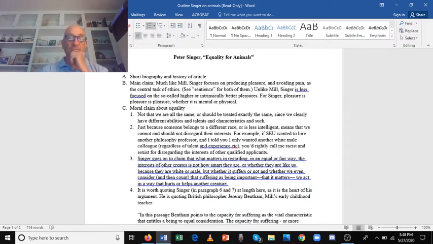For example, if St. Ed's wanted to hire another philosophy professor, it's possible, and I told you, friend, student, neighbor, that I only wanted another white male colleague, regardless of talent, you'd probably go, whoa, racist. You might get a person of color who's way more talented. Also sexist, you might get a woman or a transgender person who's way more talented. So why would you think that was fair? In fact, what you would say to me in this hypothetical is that this racist and sexist behavior or belief, that I'm only going to hire somebody who's white male like me, disregards the interests of other qualified applicants.